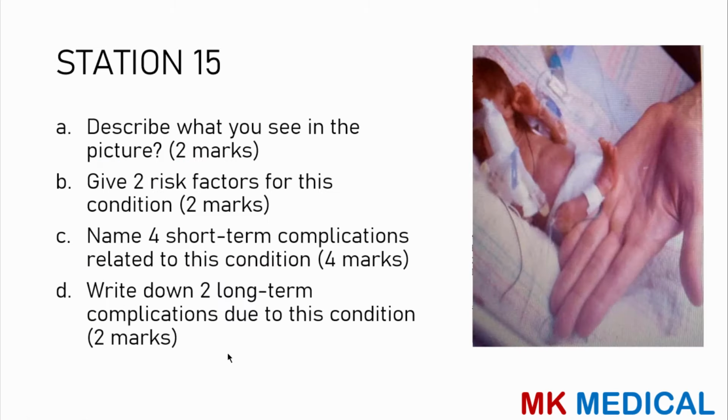Station 15. Describe what you see in the picture. Give 2 risk factors for this condition. Name 4 short-term complications related to this condition. Write down 2 long-term complications due to this condition. You can pause the video right now.